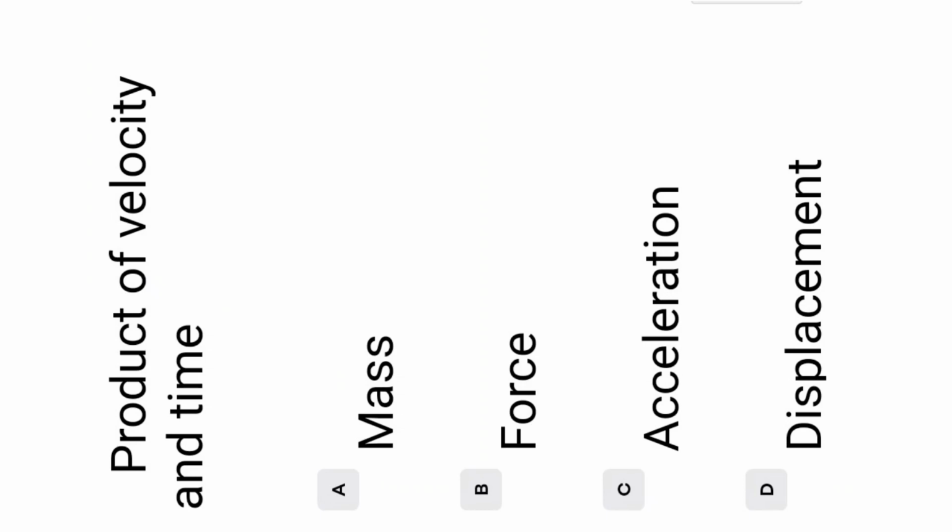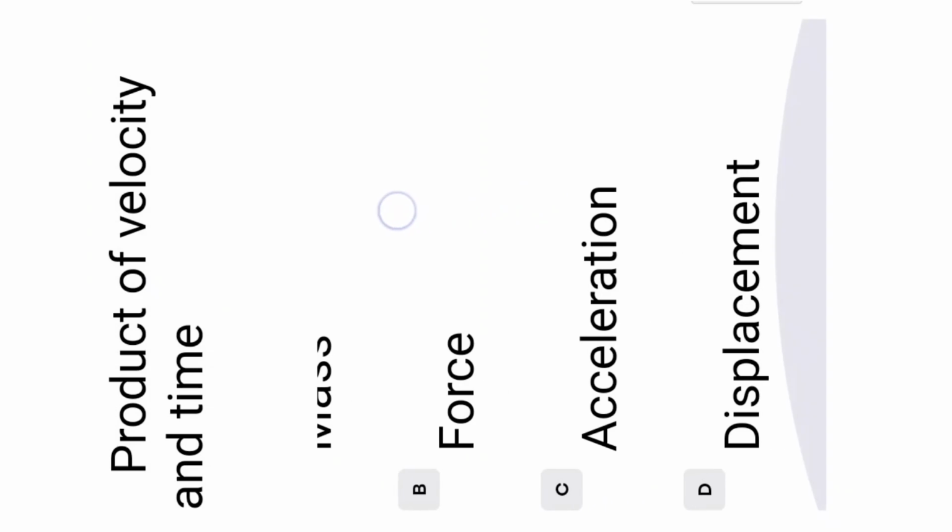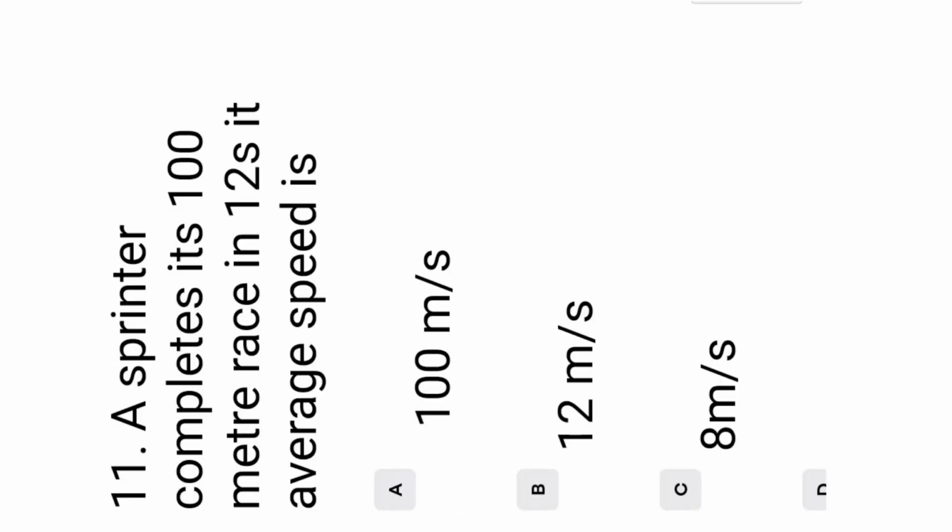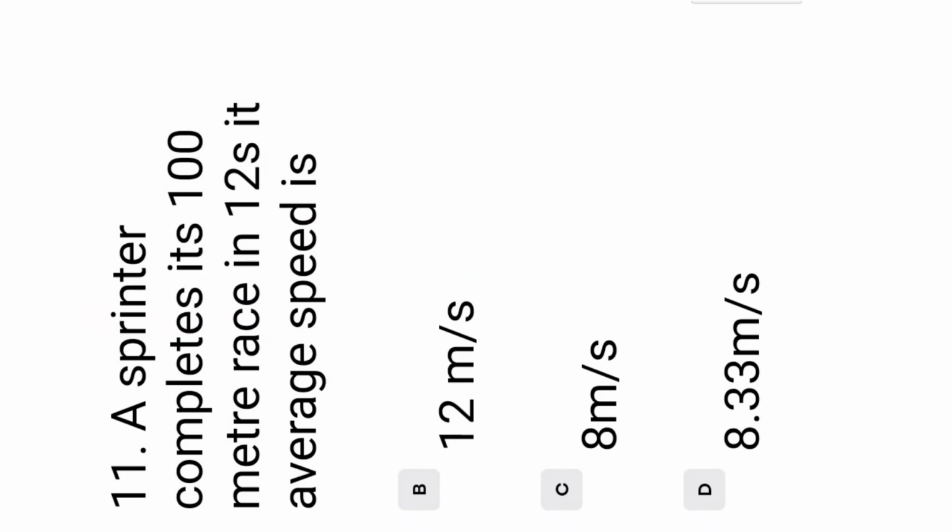Product of velocity and time: A mass, B force, C acceleration, D displacement. The correct answer is displacement. So we take option D. A sprinter completes its 100-meter race in 12 seconds. Its average speed is A 100 meter per second, B 12 meter per second, C 8 meter per second, D 8.33 meter per second. When we divide 100 by 12, it becomes equal to 8.33 meter per second. So we take option D.